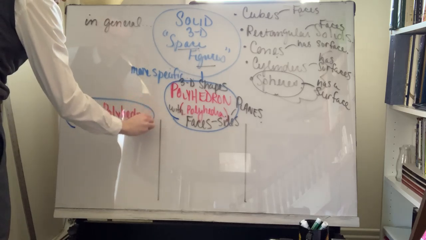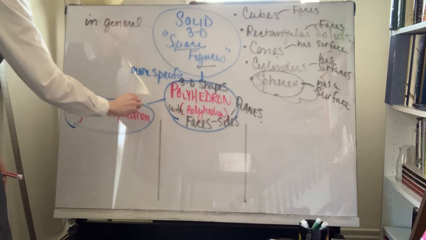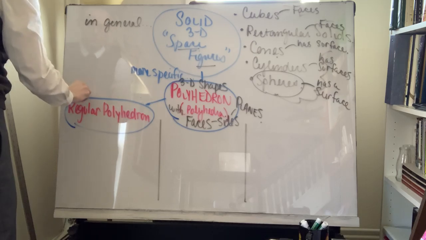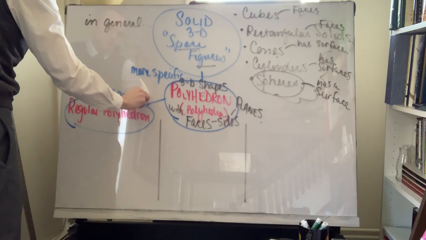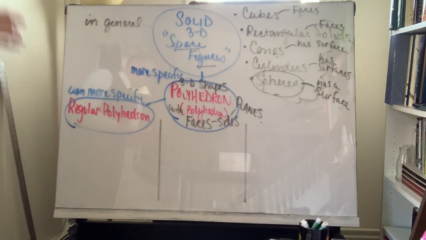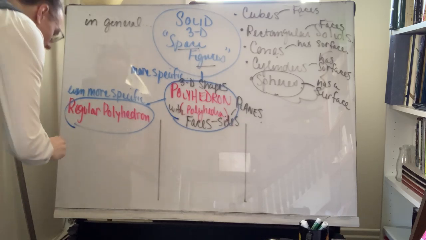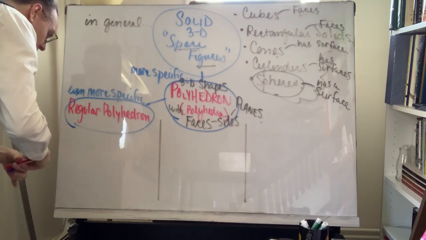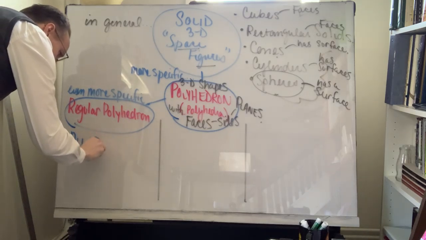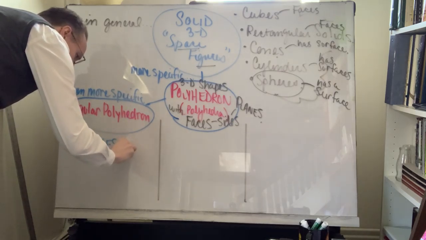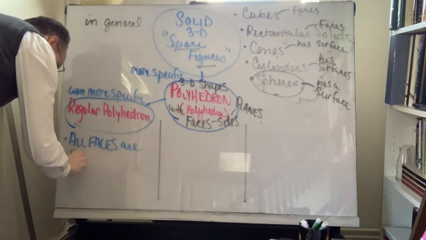That has even more precise conditions that would be met. Even more specific. A regular polyhedron would be something like the condition that all faces are regular polygons.